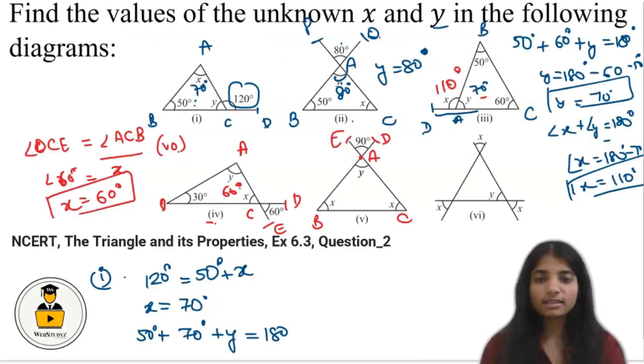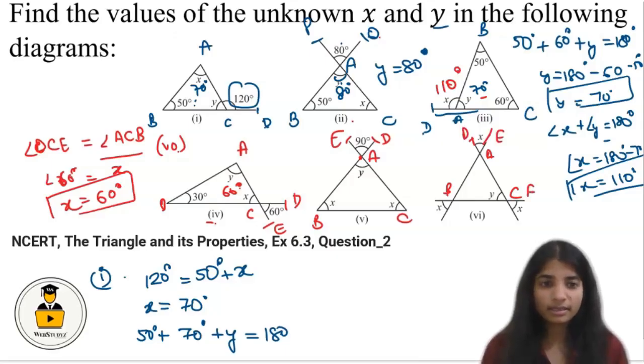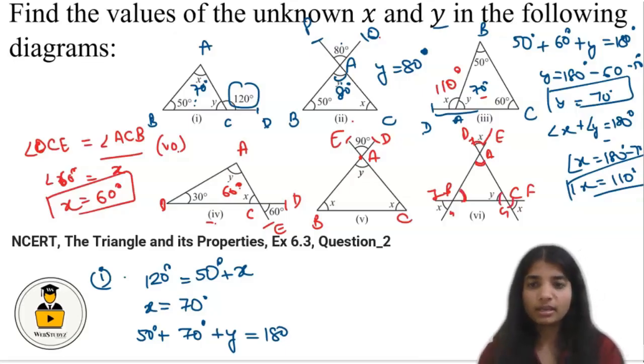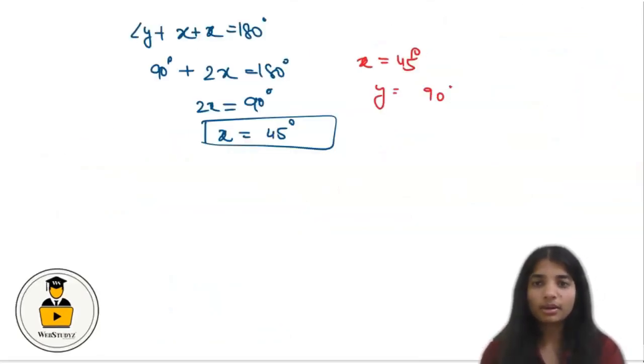Now part 6 is, let's say this is angle A, this is vertex B, this is vertex C, let's say this is D, this is E, this is F, this is G, this is H, and this is I. So from here it is clearly visible that this angle and this angle are vertically opposite angles. This angle and this angle are vertically opposite, and these are vertically opposite angles.